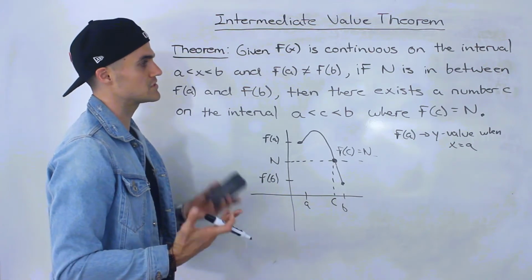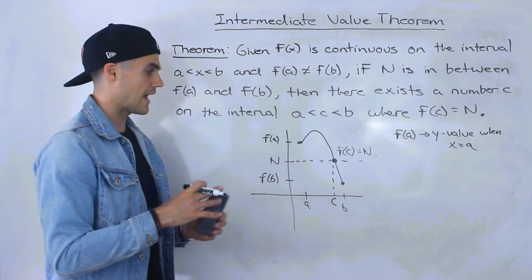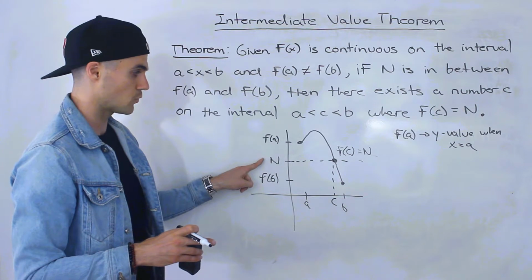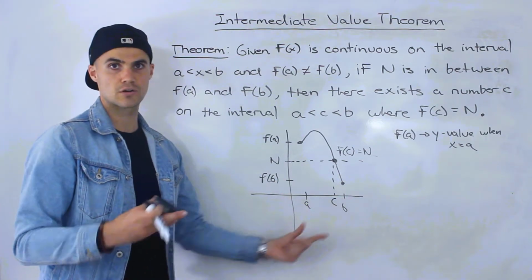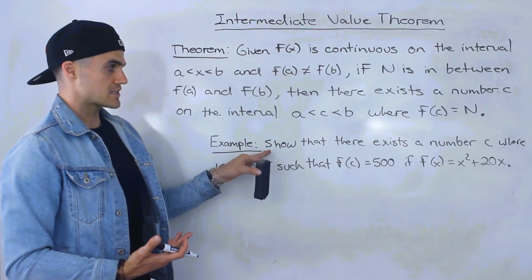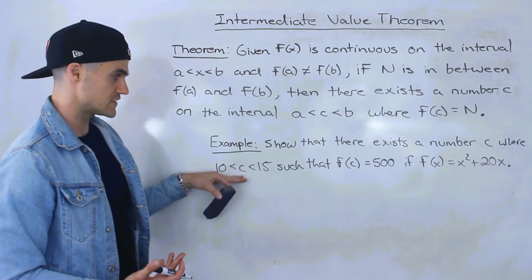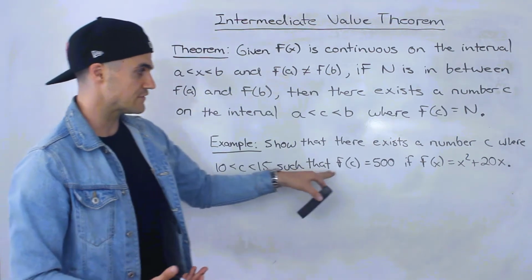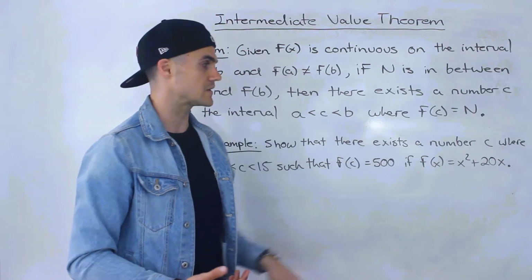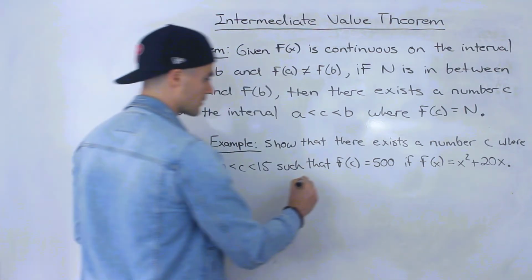Basically what this theorem is used for is to show that certain functions can take a certain y value within a certain interval. So if we do an example, we're asked to show that there exists a number c where c is between 10 and 15, such that f of c is equal to 500 if f of x is equal to x squared plus 20x. And to solve this kind of question, we're going to use the intermediate value theorem.